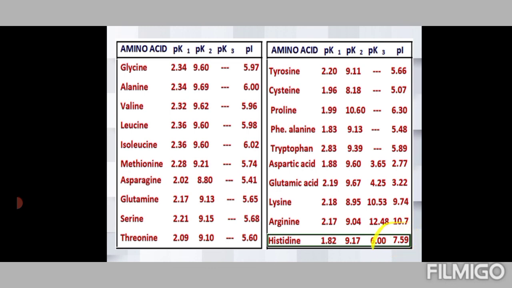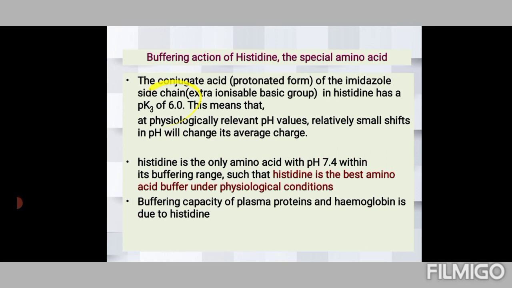You can see here is the value, and obviously in comparison to other amino acids, this pi value of 7.59 has got a significance. With the pi value of 7.59 and pK3 value of 6.0, histidine forms the best amino acid, or the only amino acid, with the physiological pH of 7.4 within its buffering range. So histidine forms the best amino acid buffer under physiological conditions also, and that's why histidine contributes to the buffering capacity of plasma protein and hemoglobin under physiological conditions in our blood buffers.